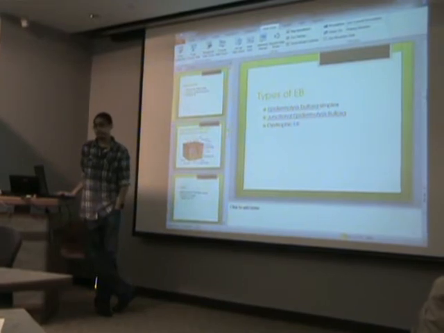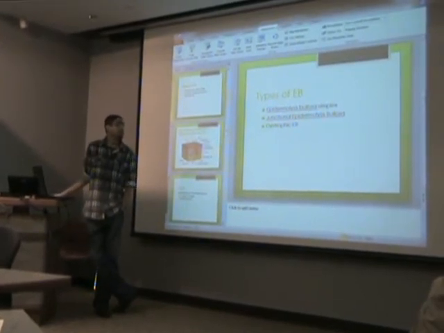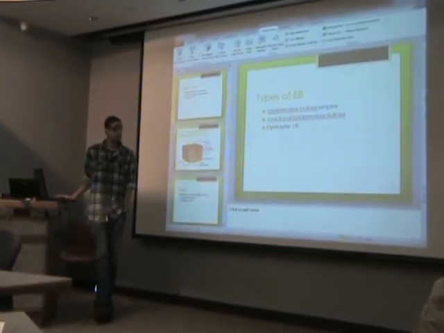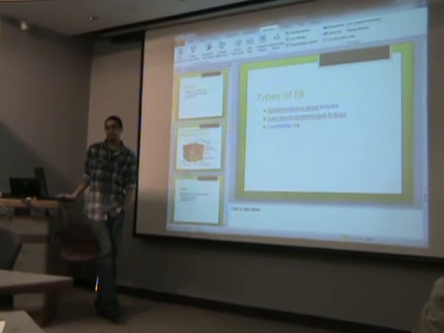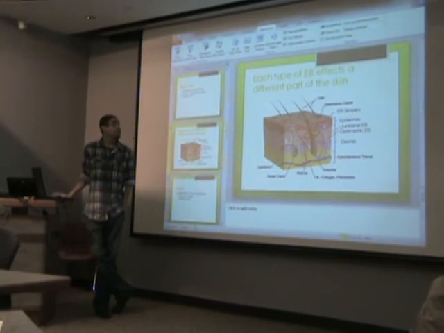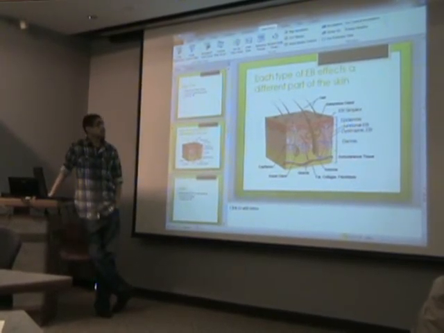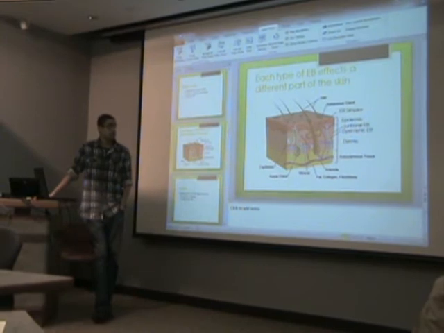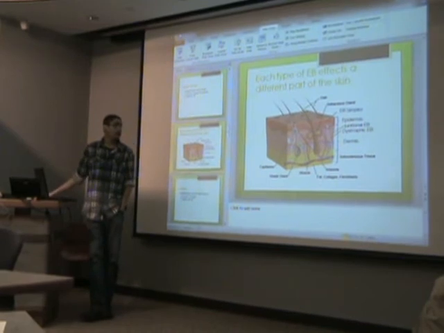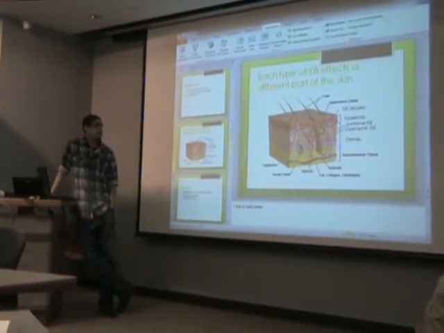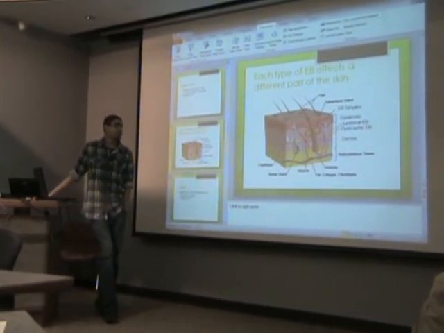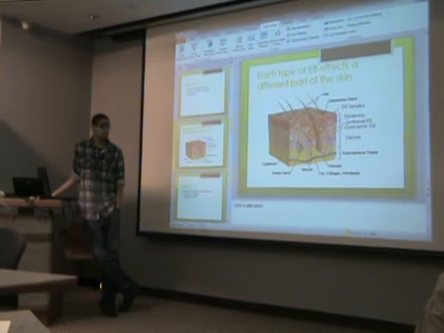There are three major types of EB. There are epidermolysis bullosa simplex, junctional epidermolysis bullosa, and dystrophic epidermolysis bullosa. These three diseases are classified by their genetic mode of transmission and what parts of the skin they affect. This picture shows the different layers of the skin and where diseases affect the parts of the skin. EB simplex affects the epidermal layer of the skin, which is the first layer of the skin. Junctional epidermolysis bullosa affects the parts of the skin between the epidermis and the dermis, and dystrophic EB affects just the dermal layer, which is the second layer of the skin.